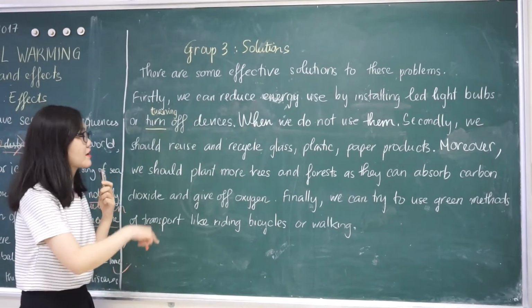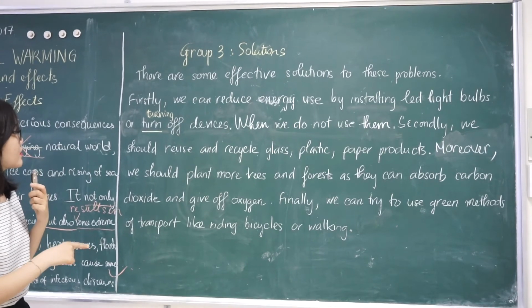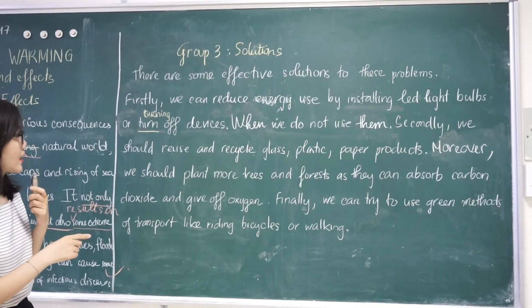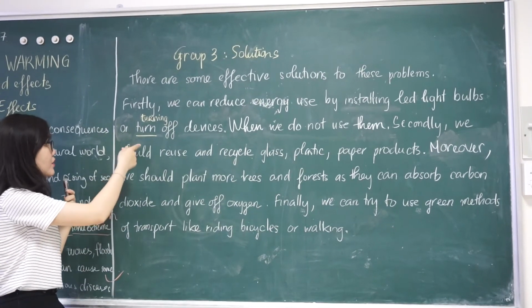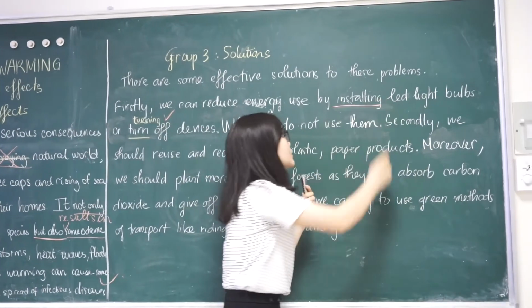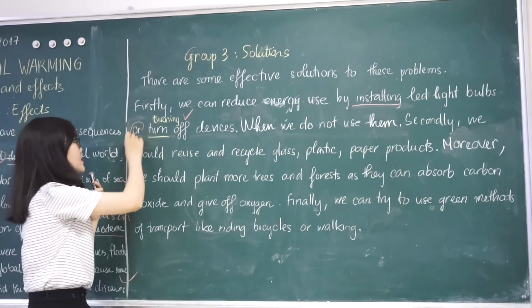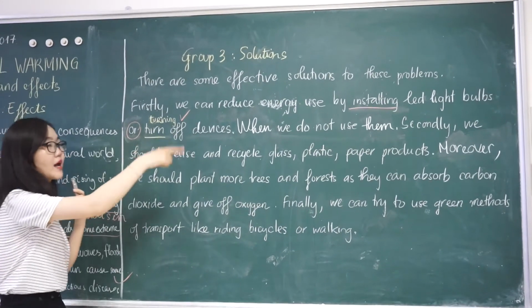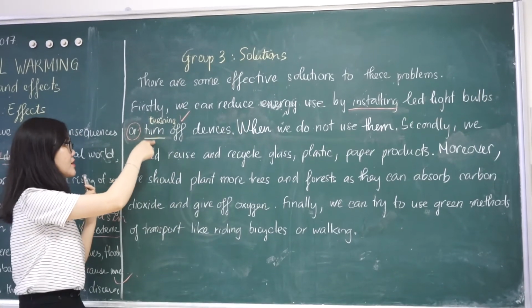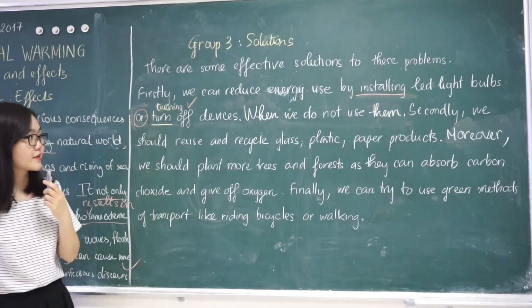Okay, class, so let's come to the last one. There are some effective solutions. That's good. And your friend made a very good correction here. Do you know why? You use installing. It is a gerund. And you connect it with the or, so you have to parallel it. So turn has to be corrected into turning, okay?